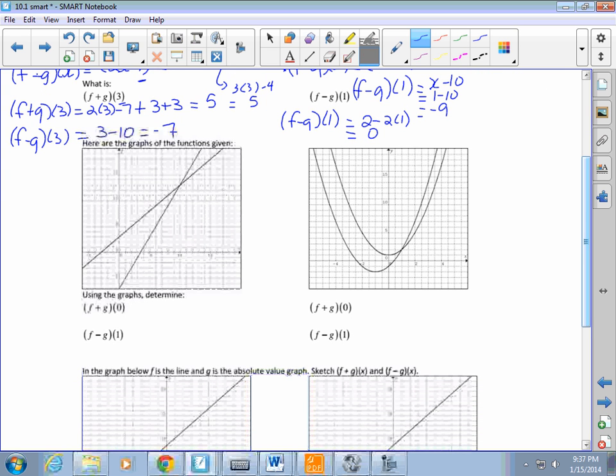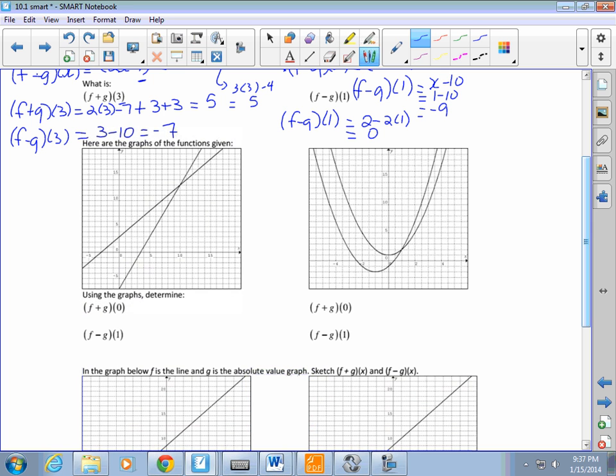Okay, so here are the graphs of the functions. We're going to call this one here my f graph, and this one will be the g graph. So it says using the graphs determine f plus g of 0 and f minus g of 1. So the best way to do this is to break this up. What this is saying is I want to do the f of 0 plus the g of 0.